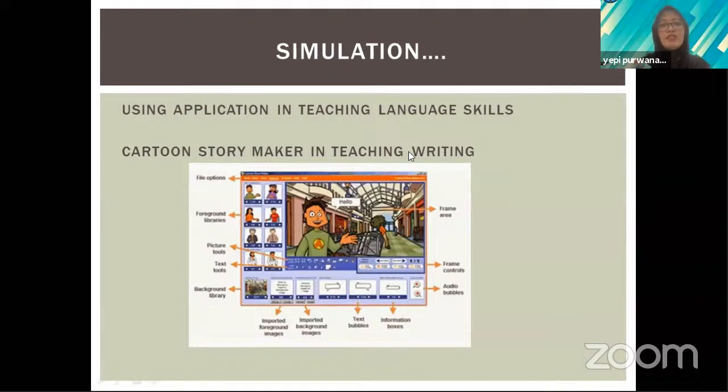Okay, in teaching writing, what can I do with the screencast Augmented Cartoon Story Maker? I can provide a picture, for example, and then ask the students to describe the picture. This is only one example. Or maybe we can take a picture from the internet, and then you ask the students to give a comment or an argument about the picture. So it's quite easy and you can share it with your students easily also.